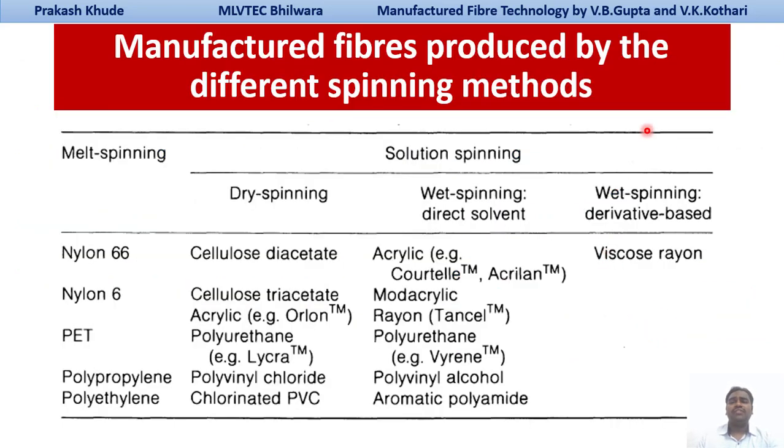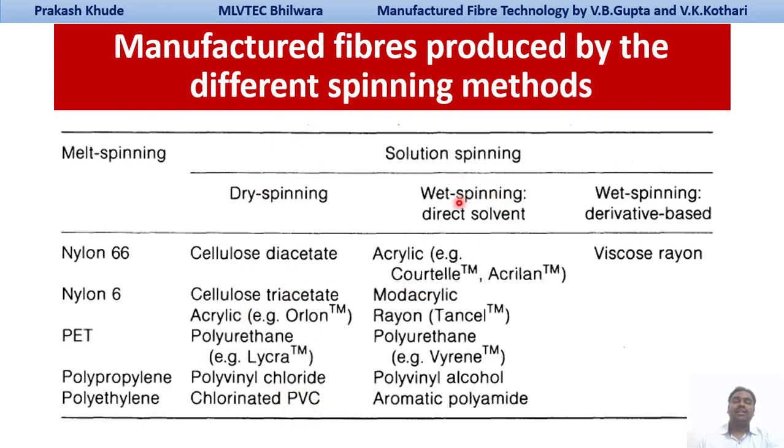So what are the different fibers manufactured by these three spinning methods? In melt spinning: nylon 66, nylon 6, polyester, polypropylene, polyethylene. These are the fibers which can be manufactured by melt spinning. In dry spinning: cellulose diacetate, cellulose triacetate, acrylic, normally called Orlon, polyurethane, polyvinyl chloride, and chlorinated polyvinyl chloride can be manufactured by the dry spinning technique.